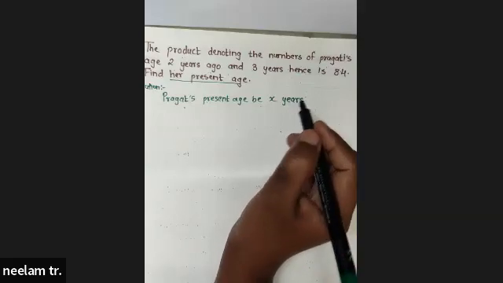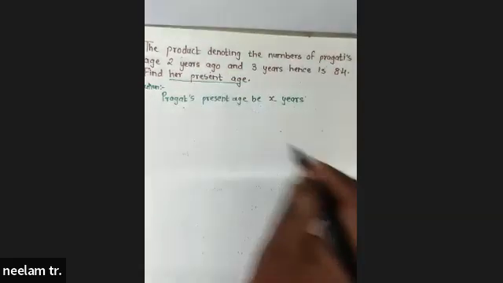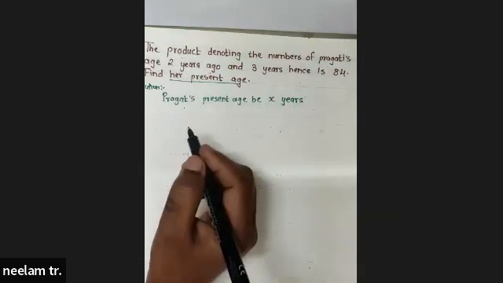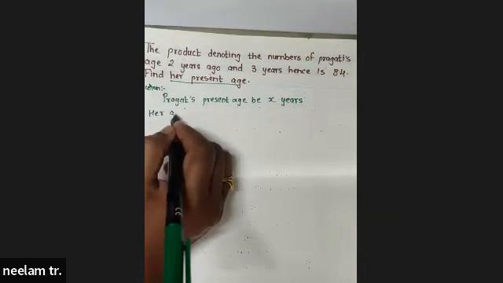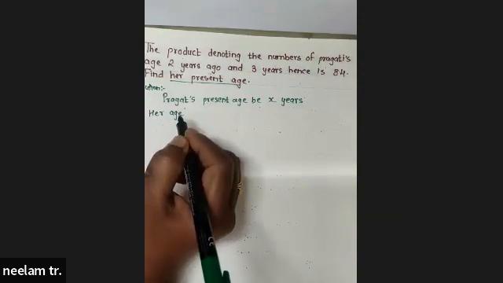Here, age 2 years ago. 2 years ago means back, so it will be minus. Okay. Her age.